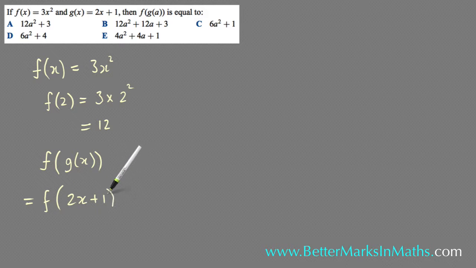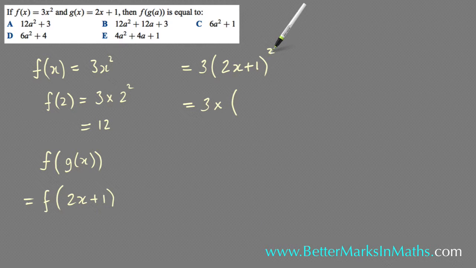So all you have to do is in the f function, where you see an x, replace it with this whole function. So in the f function, that's just 3x squared. So that's going to be 3 bracket, and now sub this in for that x. So that's going to be 2x plus 1 squared. And then here, make sure you expand the brackets before you times by 3. So that's really 3 times.